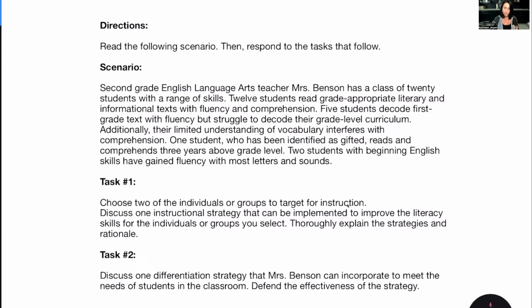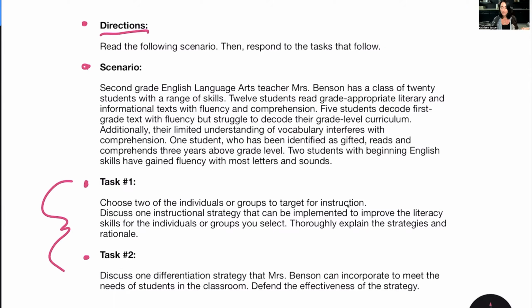So when you come to a teaching reading constructed response, you are going to see something like this. You have the directions here, the scenario, task 1 and task 2. Now, in the directions, it says, read the following scenario, then respond to the tasks. But you know that I always work backwards, right? So we're going to actually start down here with the tasks because it's better to understand what we're being asked to do before we get into the scenario.